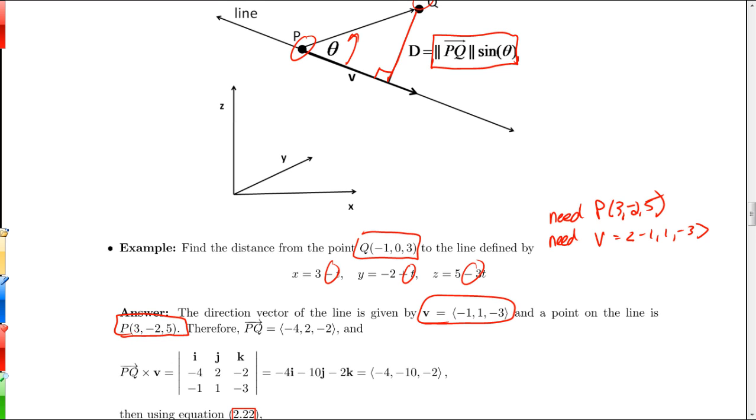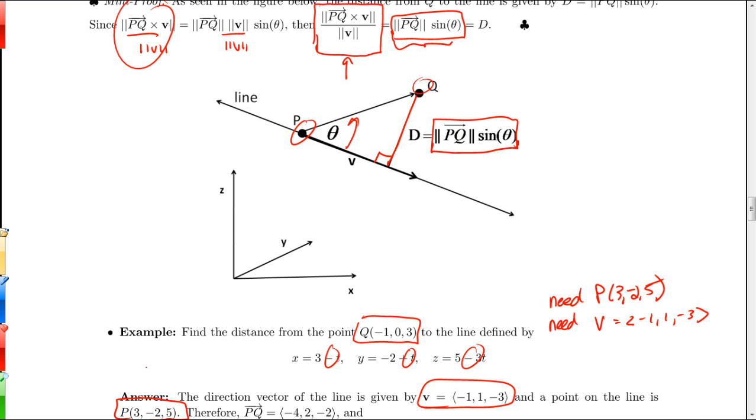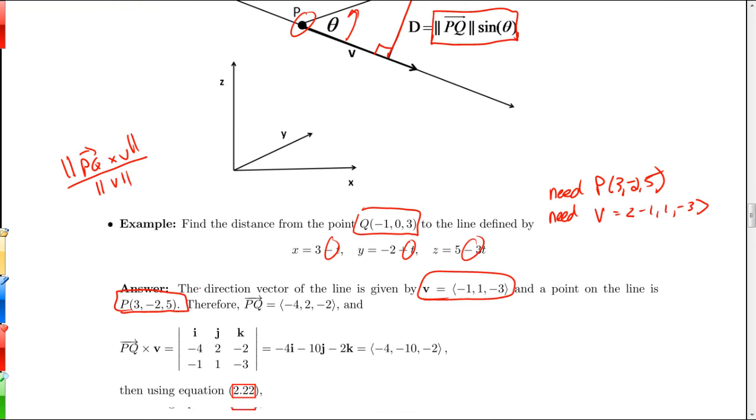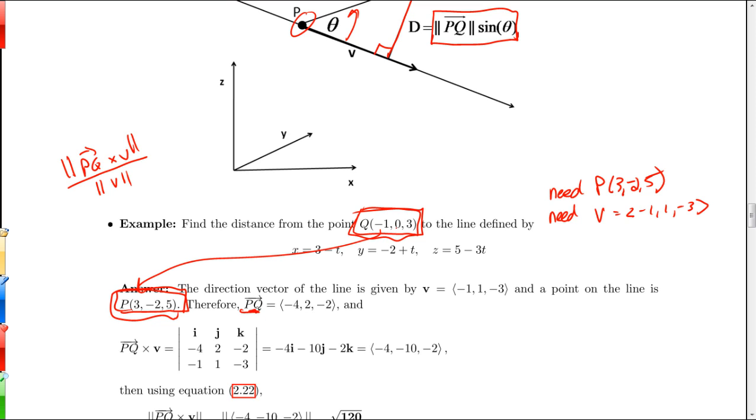And so one of the things I need for my formula, which I'll rewrite right here, is that the distance is the magnitude of PQ cross V over the magnitude of V. So I need to get PQ. That's easy enough. There's Q. There's P. PQ is just negative 1 minus 3, 0 minus negative 2, 3 minus 5. And it gives me the vector PQ. So if I want that cross product, I'll use the determinant of the 3 by 3 method that we used back in chapter 1.